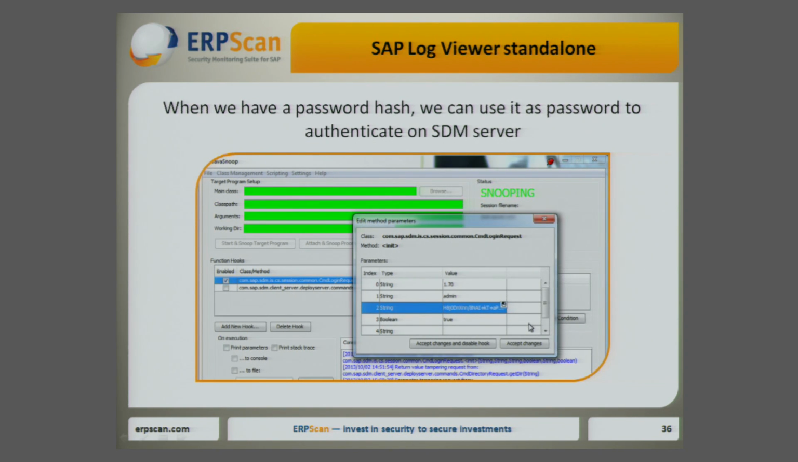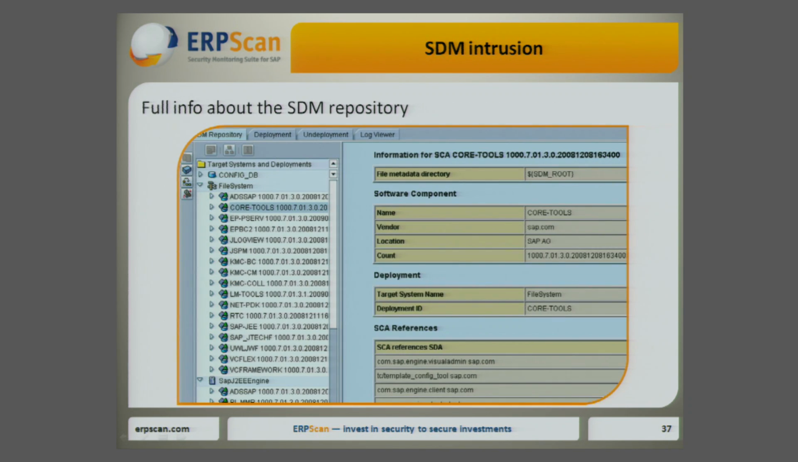Okay, now we have the password hash. We can use it for authentication on the SDM server. As I said before, we hooked the call of the function with the calculated hash, paste the hash from the config file, and profit. We successfully log in to SDM. A little bit later, I will show a demo.